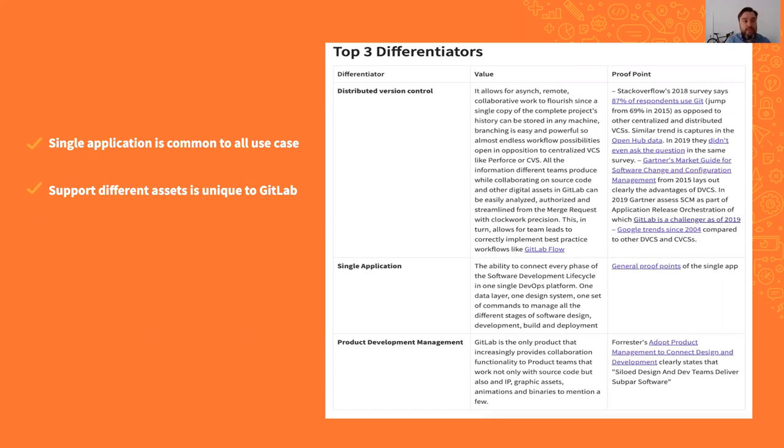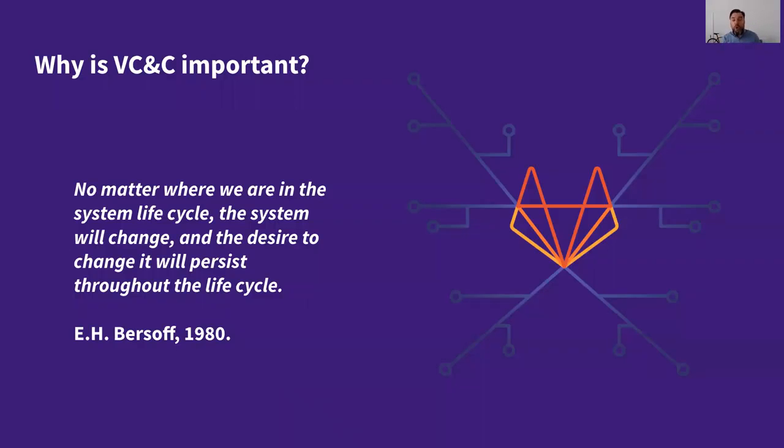It is true, as listed there, that the fact that GitLab is a single application for all the DevOps lifecycle is also a unique differentiator. But specific to this use case is the ability to manage other types of assets and support them, at least in the late stages. So that's another reason why this use case is called version control and collaboration. So why is version control and collaboration important? Well, this quote is from 1980, and it's still valid.